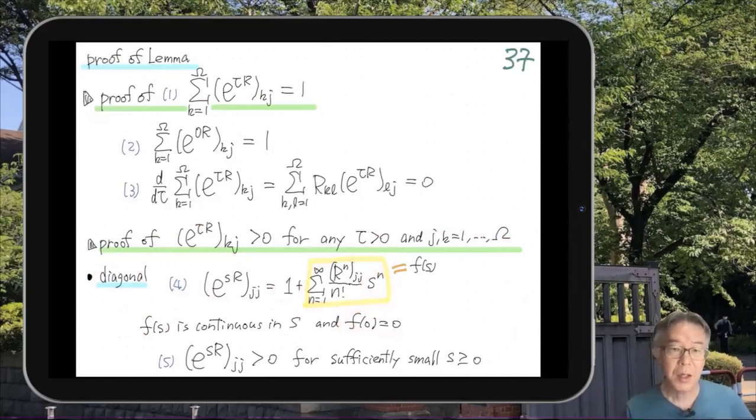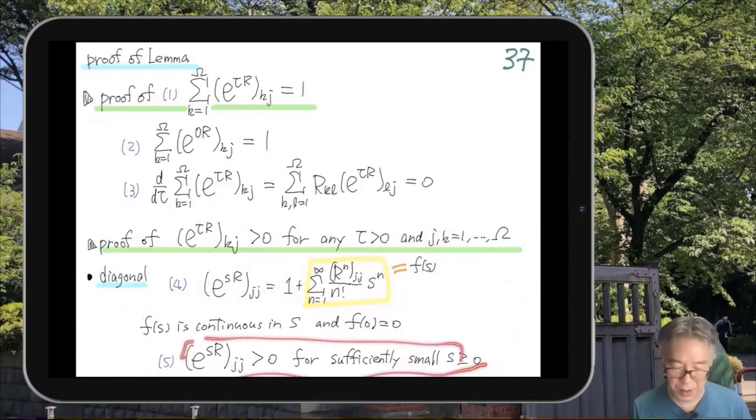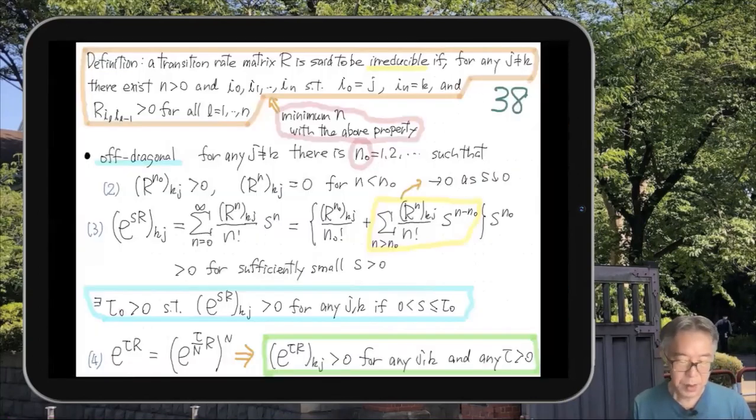Okay, and then no matter what this is and what sign it has, it's a real function. And it's 0 when s equals 0, so you see you already have positive 1 here. So if s is sufficiently small, you see that this is strictly positive. Okay, so we prove this. You can prove this very easily. Now we do very similar things for off-diagonal elements too.